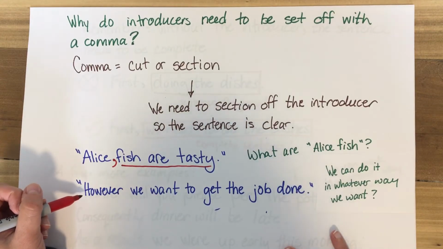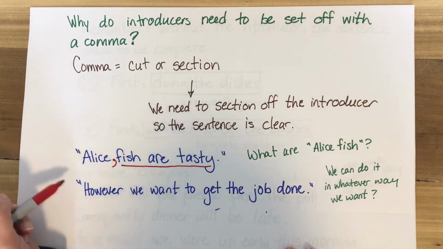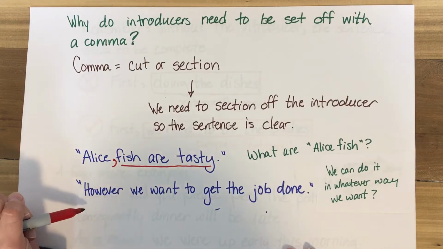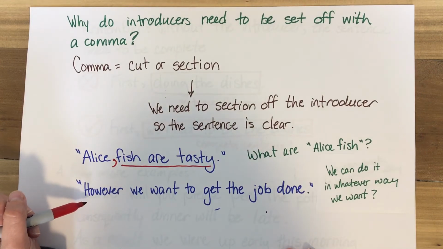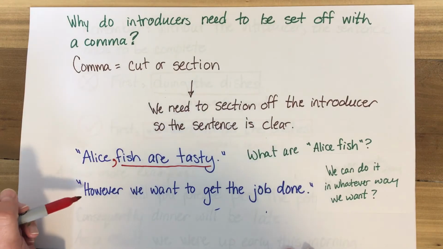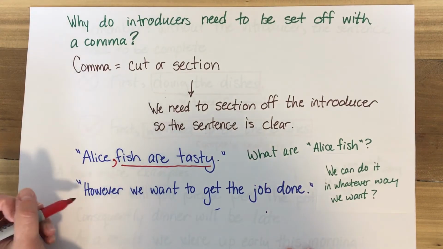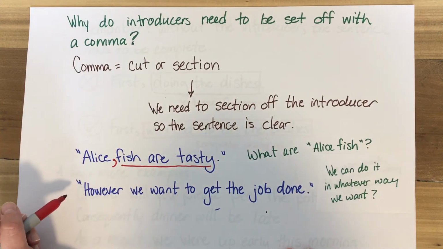However we want to get the job done. Okay, now we've got 2 problems here. First of all, it's a sentence fragment. If I come up to you and say, hey, however we want to get the job done, it doesn't make any sense, right? Because it feels like it's only the back half of a sentence, or the front half of a sentence, more likely.